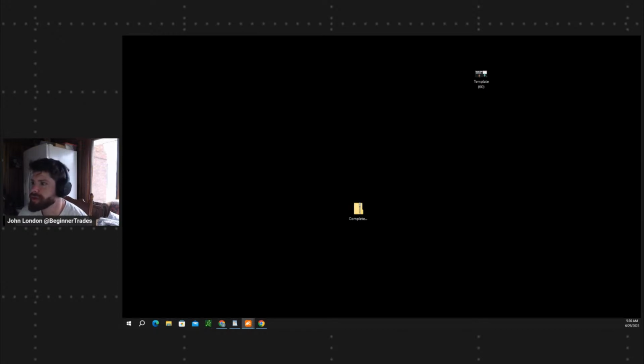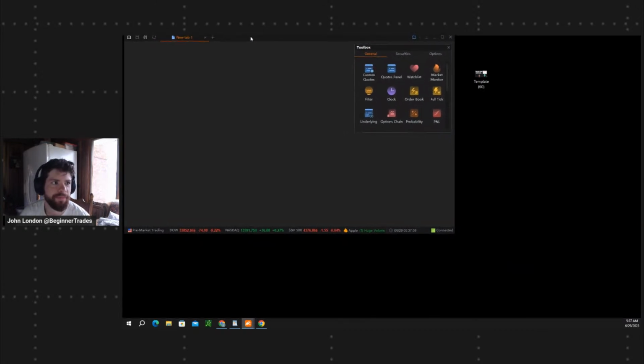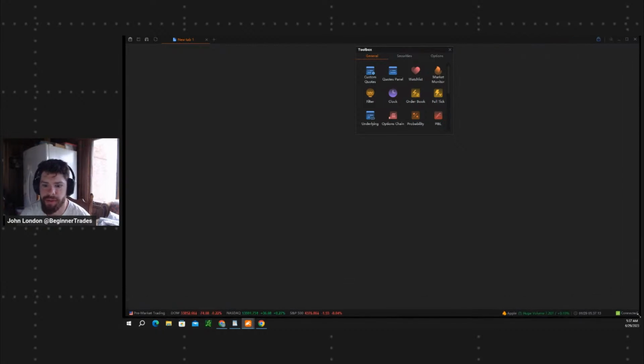We're going to start with a blank canvas here for Moo. Put it up like that. I also like the scroller. You can see the Dow is down today just a little bit.